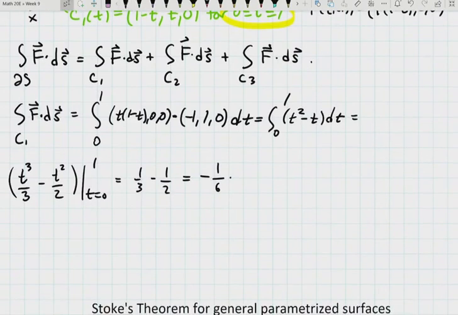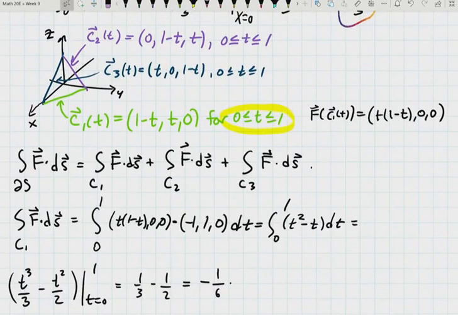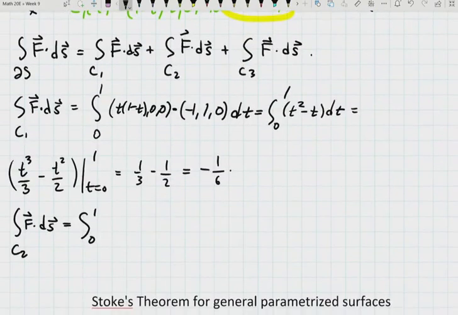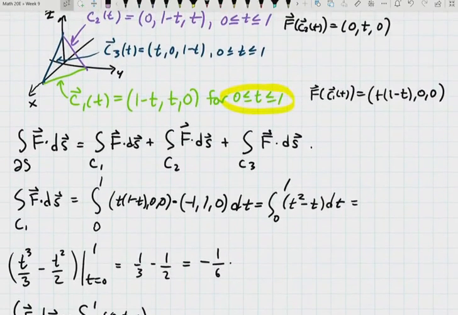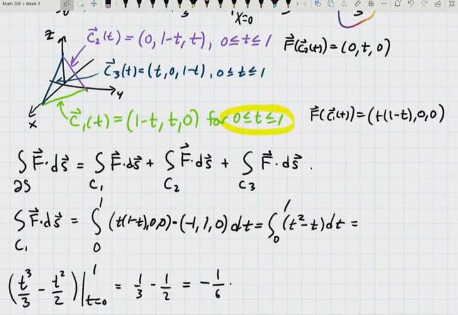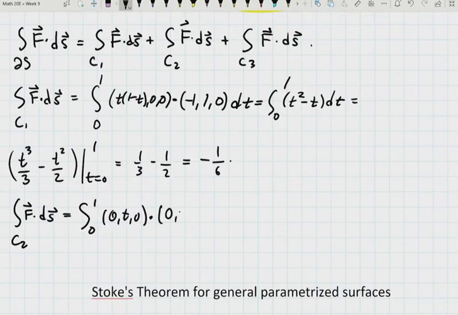Okay. How about the integral over C2? That will be 0 to 1. What's F of C2? X times y, that's 0. Z is t. So it's (0, t, 0) dotted with C2 prime, which is (0, -1, 1).